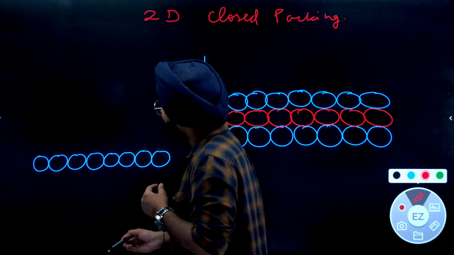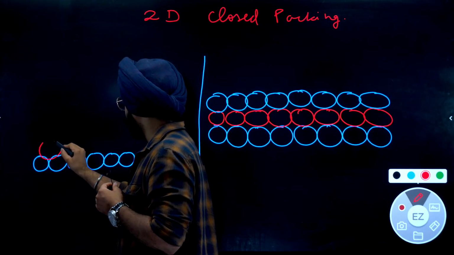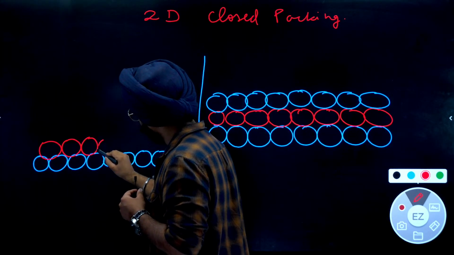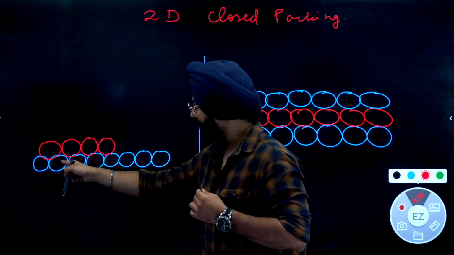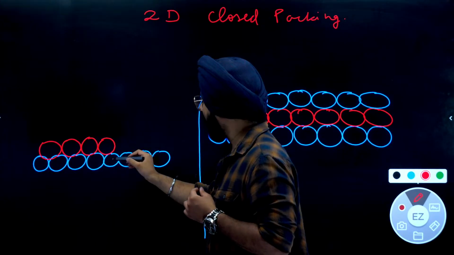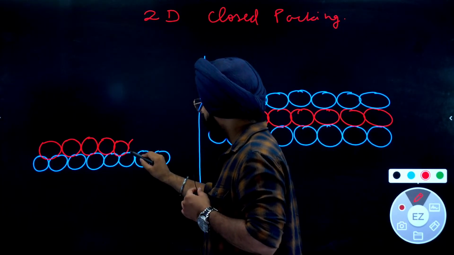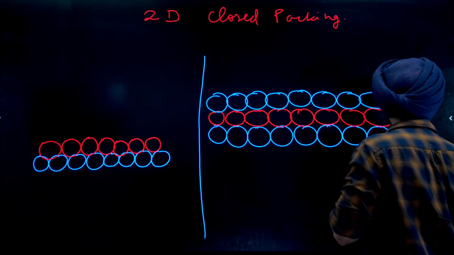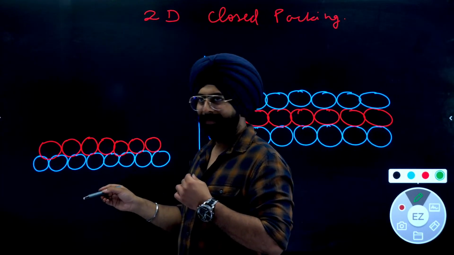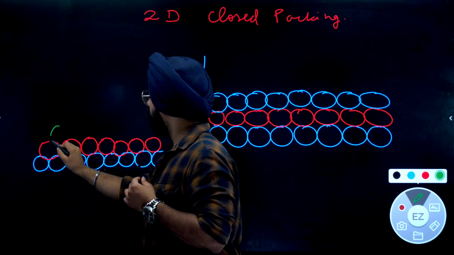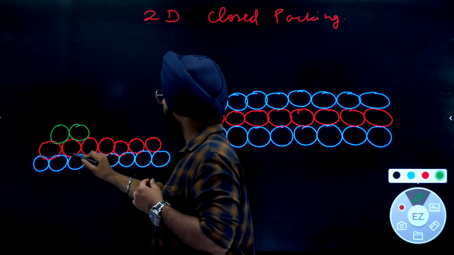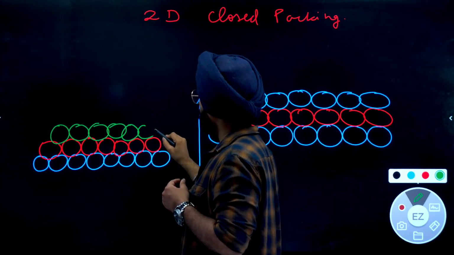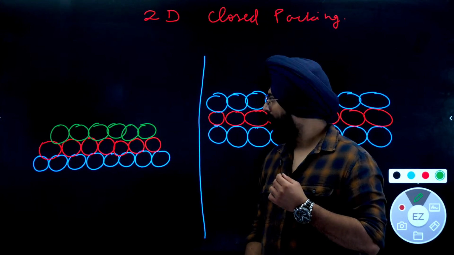So, the next layer of spheres, we will make very carefully, look at this. What I am doing is I am keeping the next layer of spheres on the gaps of the first layer. Can you see that? And the next layer, once again, I can keep on the gaps of the second layer. Something like this. Getting the idea? Fine.